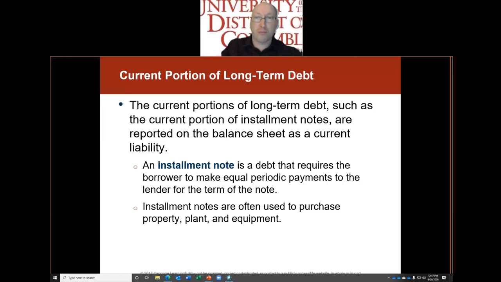So the current portion of long-term debt is reported on the balance sheet as a current liability. An installment note is a debt that requires a borrower to make equal periodic payments to the lender for the term of the loan. Installment note is the same as saying a mortgage. You pay the same amount on the mortgage every single month for the life of the loan, right? Yes. The installment notes are often used to purchase things like property, plant, and equipment.